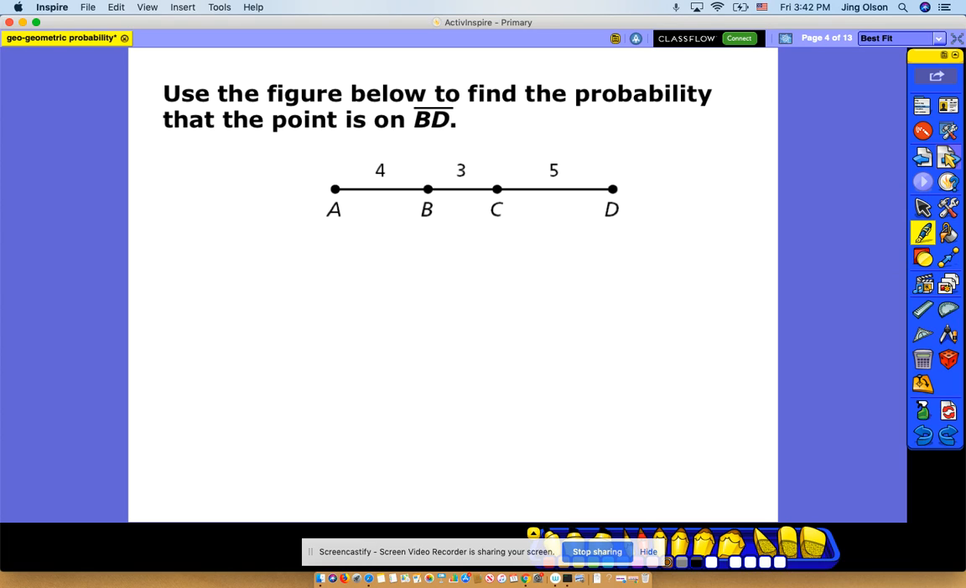Next one. Use the figure below to find the probability that the point is on BD. So this is B, this is D. How long is BD? 3 plus 5 is 8. If you randomly pick a point on AD, the length of AD is 4 plus 3 plus 5, and 7 plus 5 is 12. So 8 out of 12, that will be 2 out of 3, 2/3.